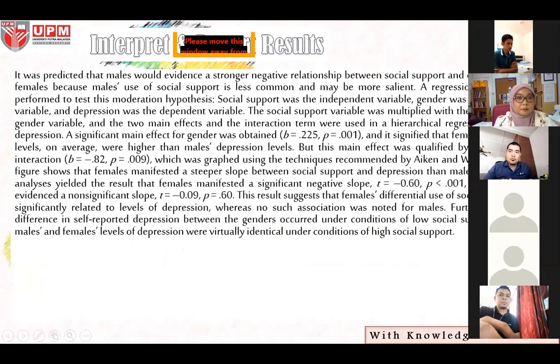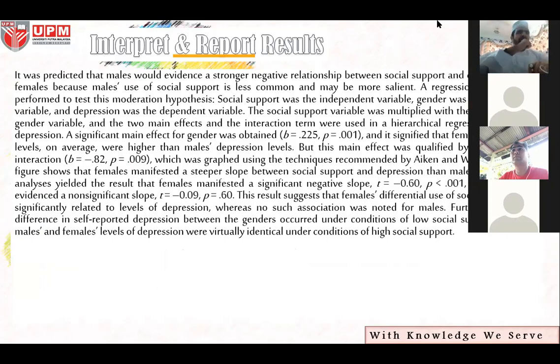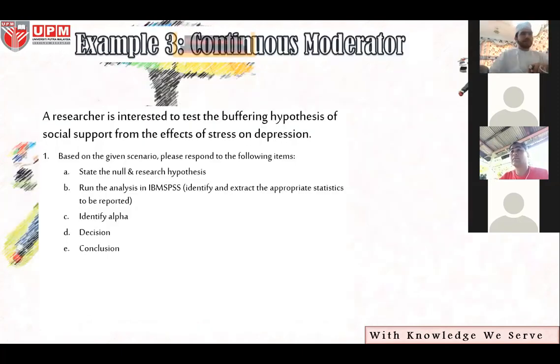Okay. So this is how to write the report in APA format. Okay, I thought you can read later. Now this one you can refer later. So the third example, we use continuous moderator. Okay, we use the third data set now.